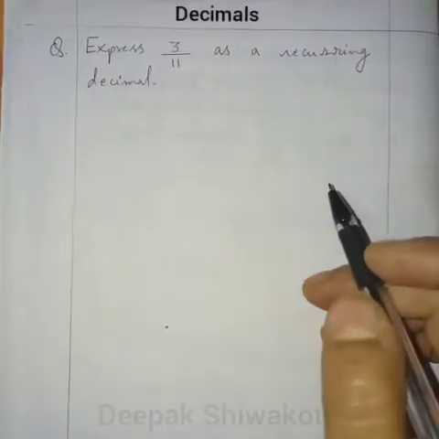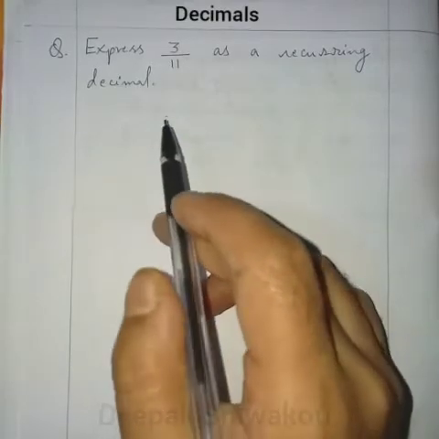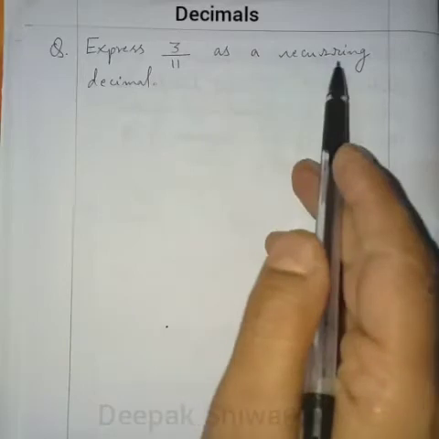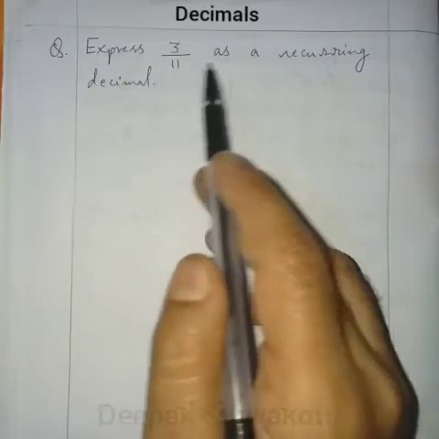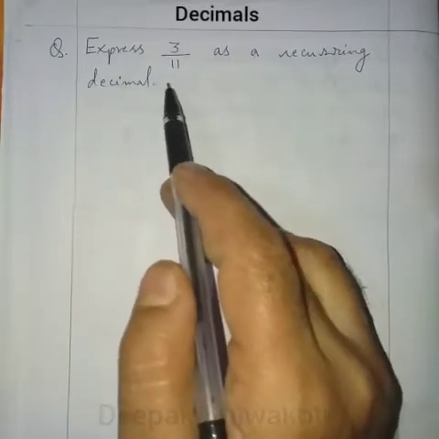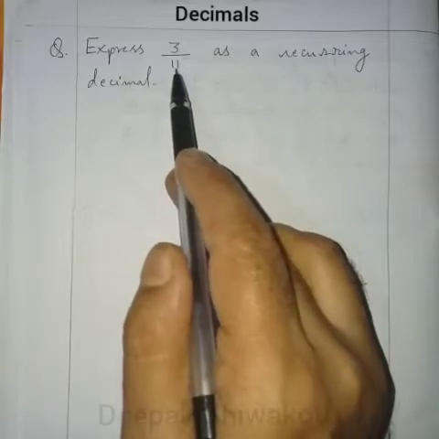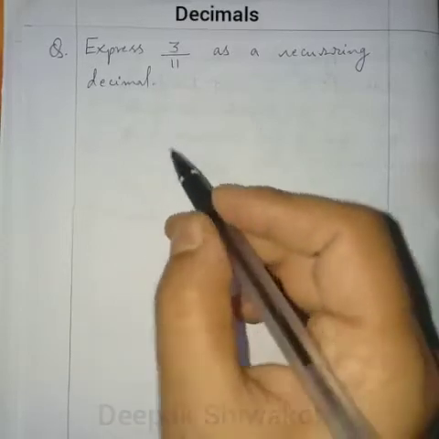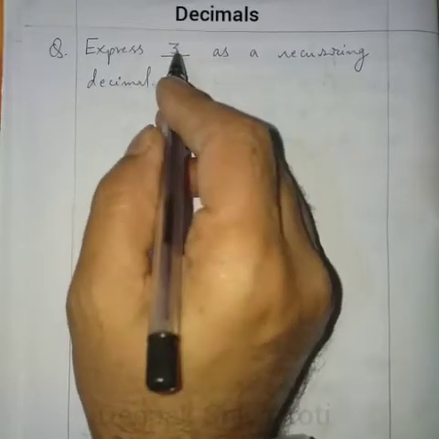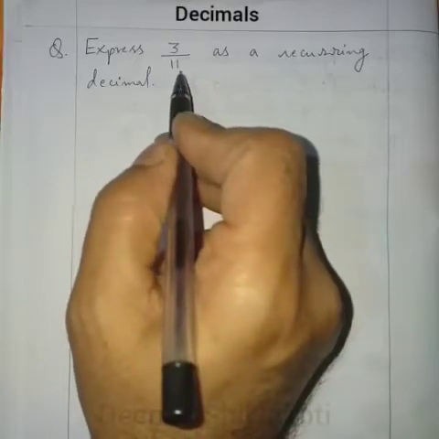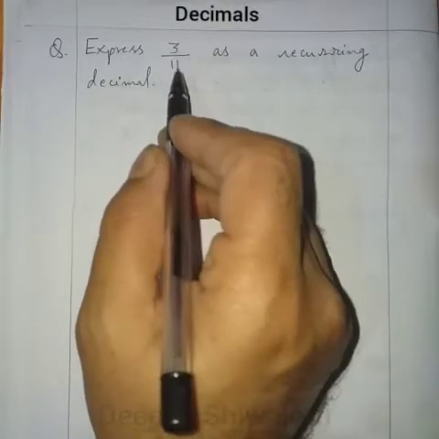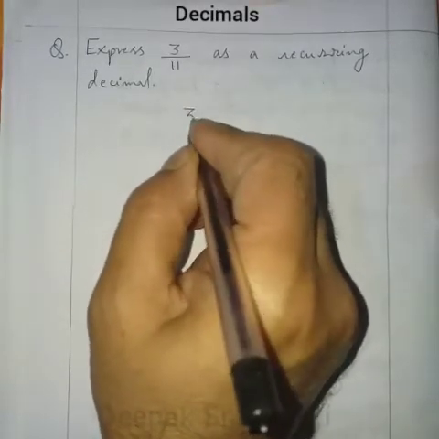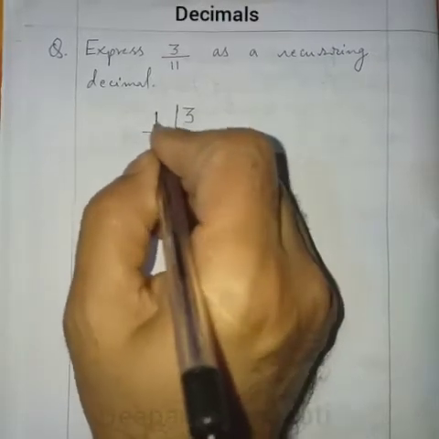This question is from the decimal chapter. The question is: express 3 by 11 as a recurring decimal. So for a recurring decimal, we have to convert this vulgar fraction. Here we'll go for the division method. Here 3 is the numerator and 11 is the denominator. So the numerator will be divided by the denominator. So here, 3 divided by 11.